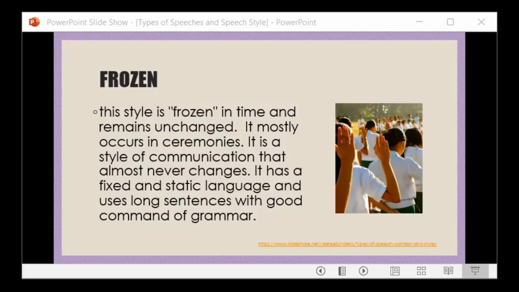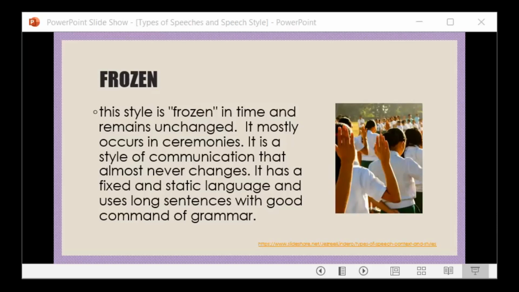So again, the five speech styles that we've talked about for today are the first one, the intimate speech style. The second one is the casual speech style. Also we've talked about the consultative speech style, and of course, the formal speech style. And the last one is the frozen speech style.